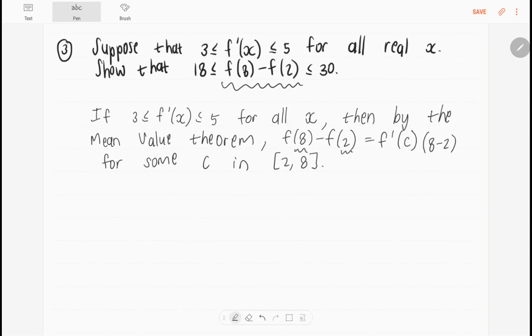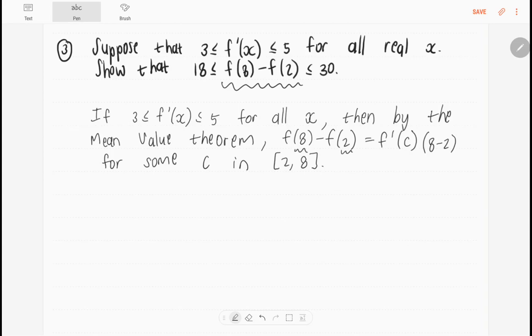Now, I know that I can use the mean value theorem. Why? I know I can use it because f is differentiable for all x, and therefore it's differentiable on the open interval from 2 to 8, and it's also continuous on the closed interval from 2 to 8. Therefore, the hypotheses for the mean value theorem are satisfied.